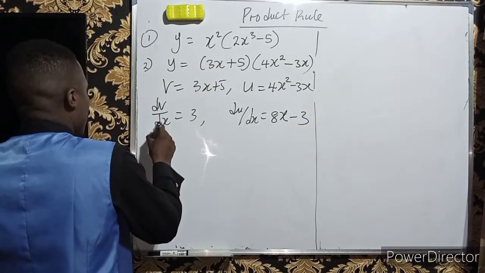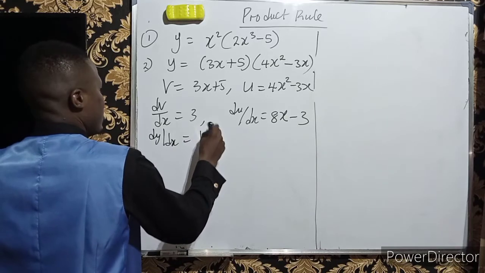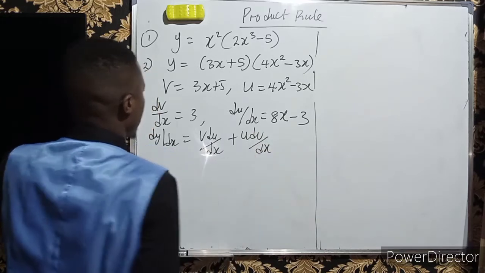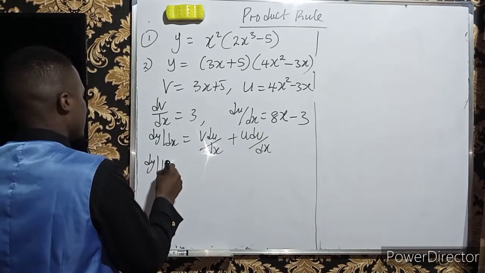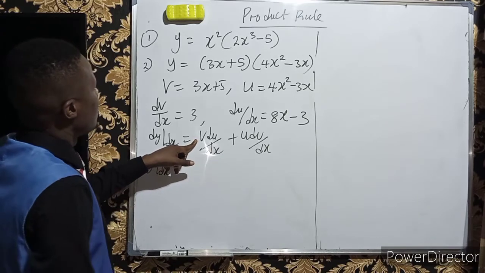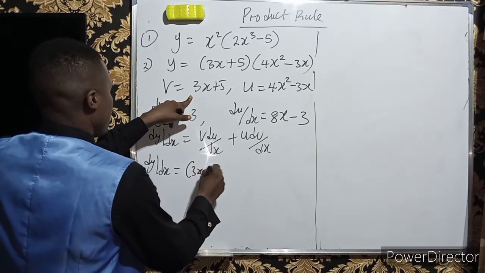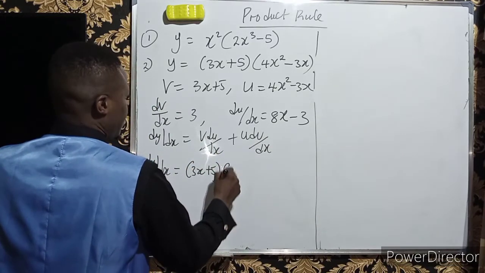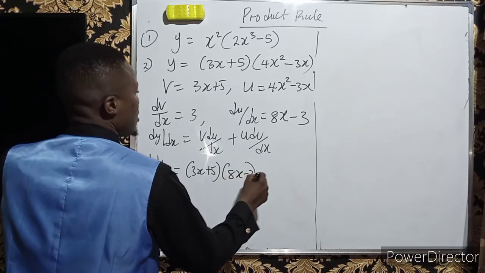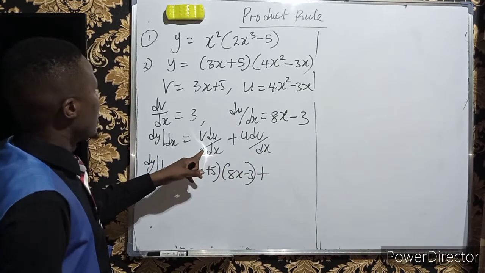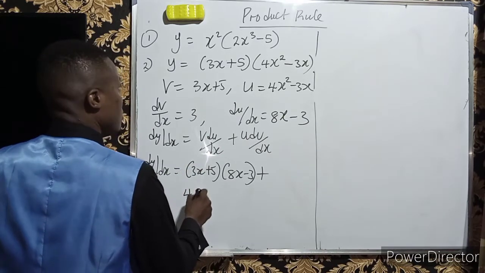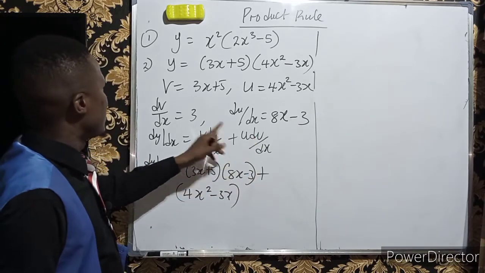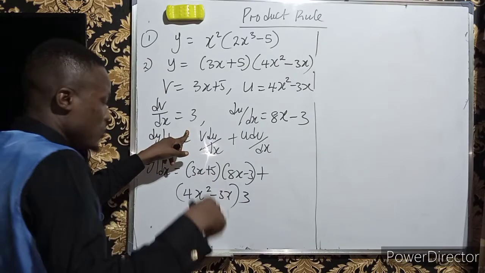Now remember that dy dx is v du over dx plus u dv all over dx. So my dy dx is now v. My v is 3x plus 5, multiplying du dx. My du dx is 8x minus 3, plus u. My u is 4x squared minus 3x, multiplying dv dx, and my dv dx is just 3. So I'll continue from here.